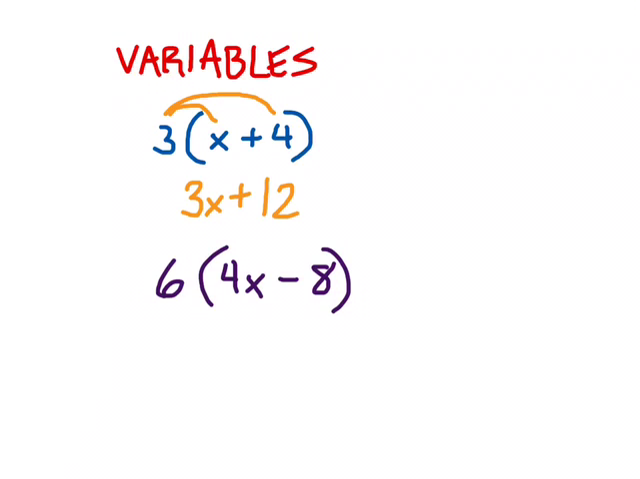Here's another example. This time it looks pretty similar, but I put a 4x in instead of an x by itself. So this time the x is already being multiplied by 4. Doesn't really matter.